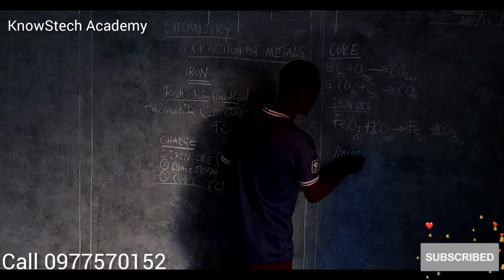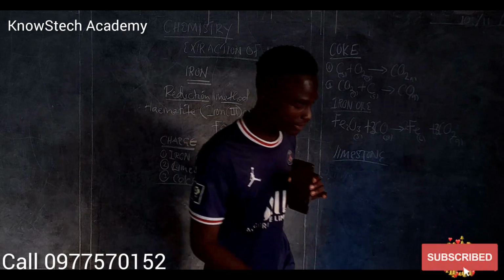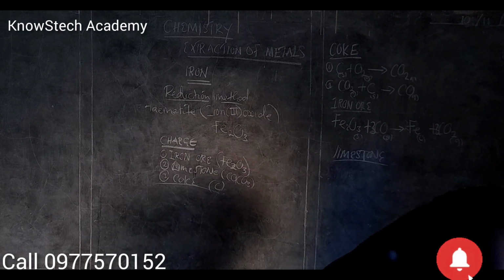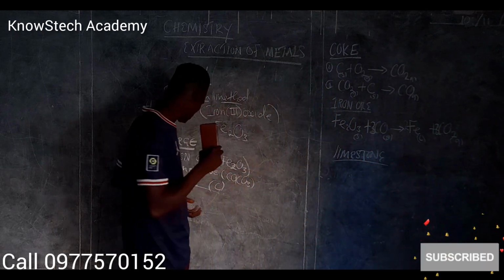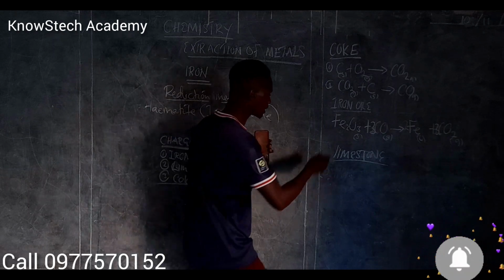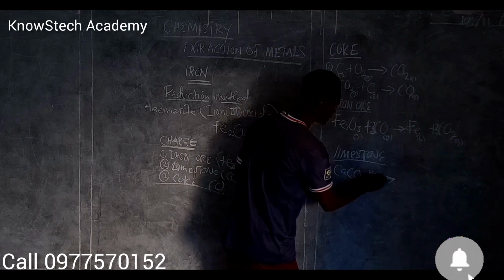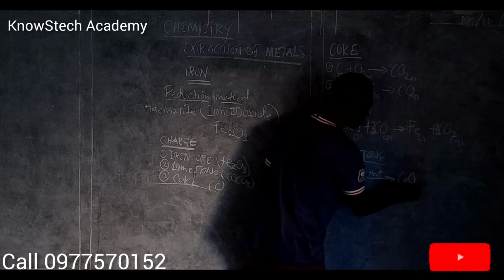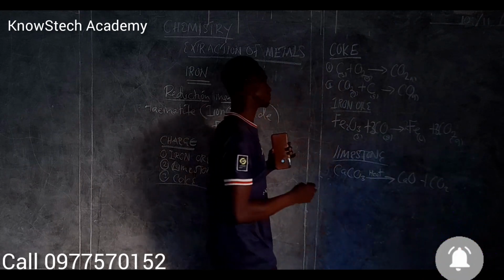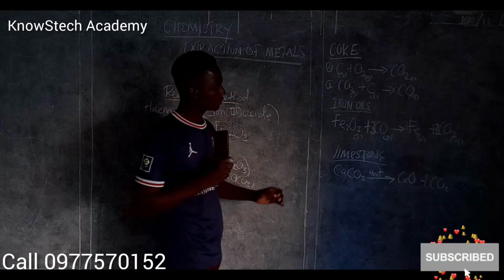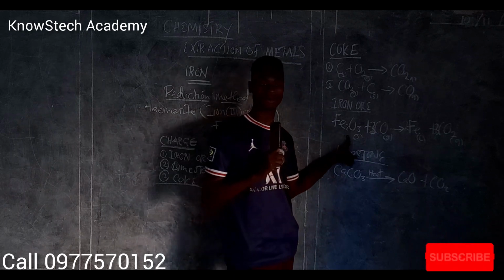We want to see why limestone is important here, because it doesn't make sense. We wanted to extract iron, and we've come up with iron here, but still have limestone. So we want to know why limestone. Limestone here decomposes. So here you have heat. It decomposes into calcium what? Oxide, right? CaO and carbon dioxide. Very good.